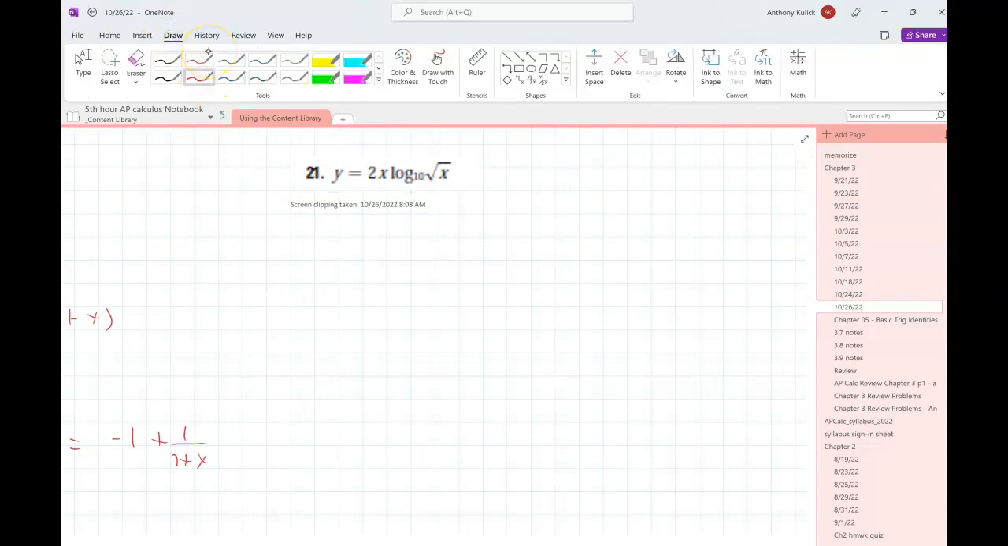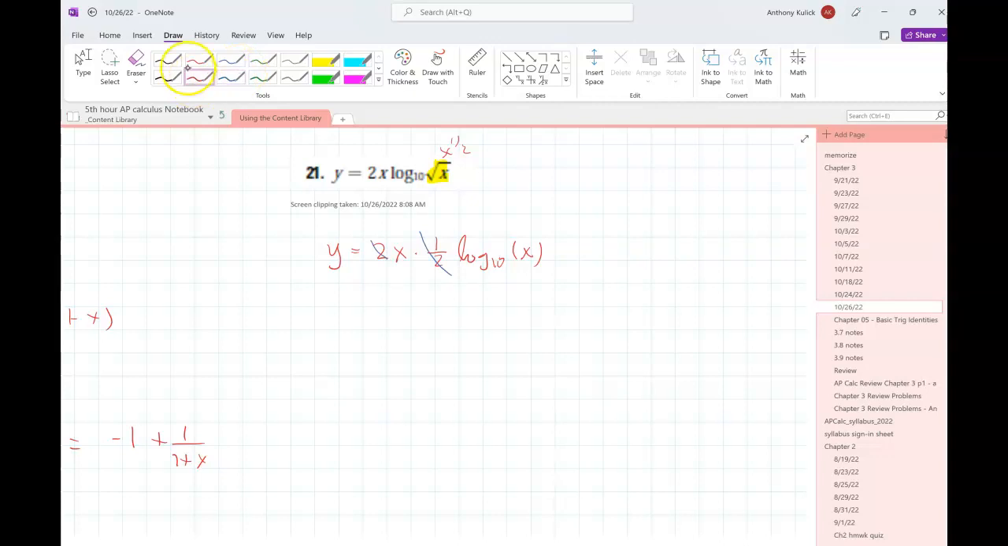All right. 21, same deal. Again, I'm going to look, is there any sneaky algebra I can do to make this a little bit nicer? Okay, so the square root of x we can turn into x to the 1/2. And then I can use my power property for logarithms to rewrite it like that. So the 2 and the 1/2 just cancel out.